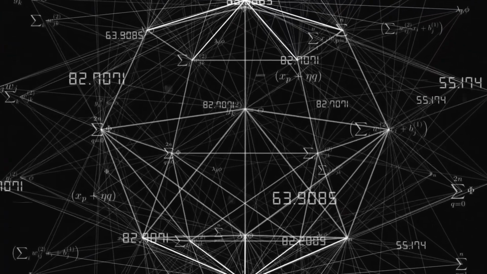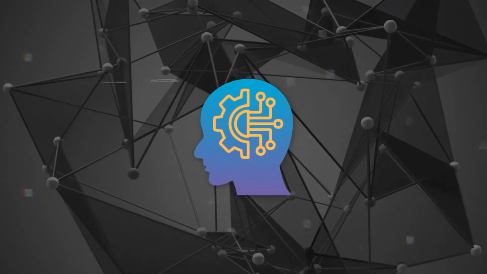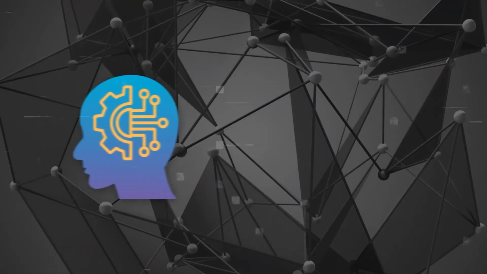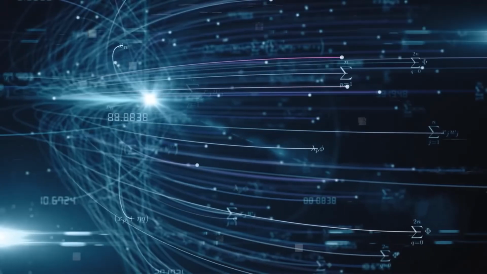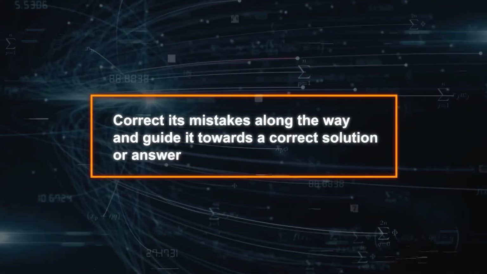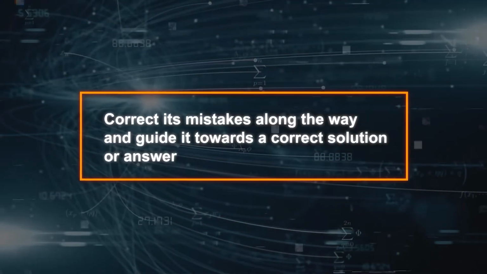However, we don't know how the model got this answer or where it went wrong. Maybe it made a mistake in one of the steps, or maybe it just guessed randomly. We have no way of telling because we don't see its work. This is where process supervision comes in handy. Process supervision allows us to see how the model thinks and reasons through a problem. It also allows us to correct its mistakes along the way and guide it towards a correct solution or answer.